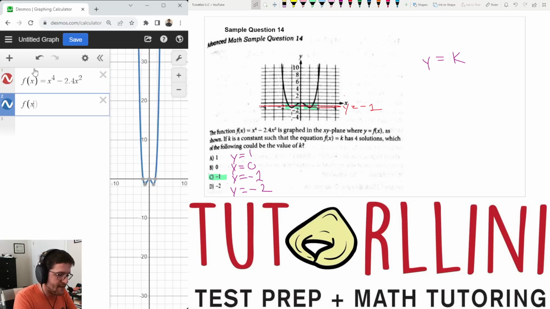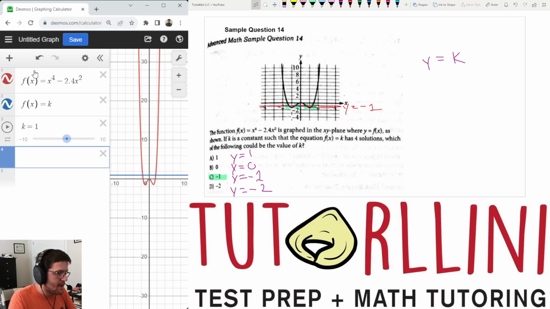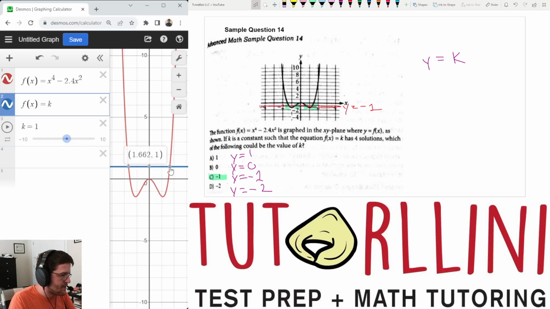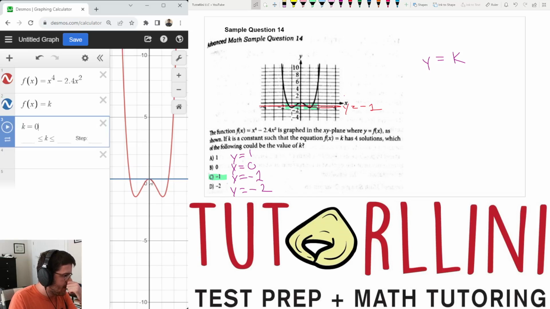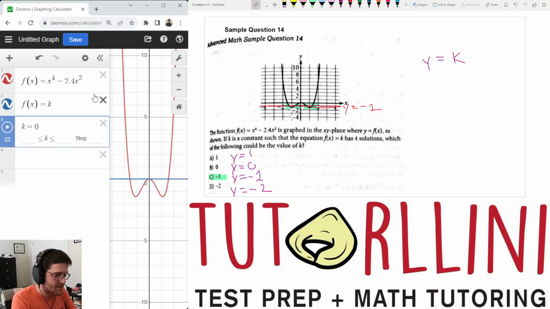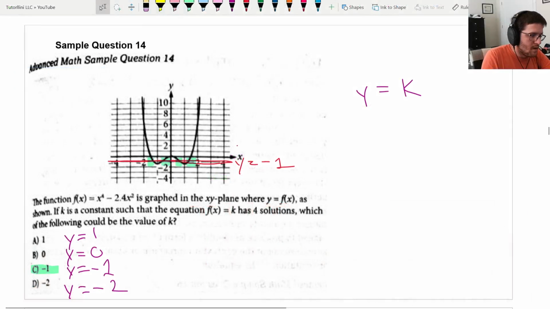Okay, now I'm going to write f of x equals k. And, okay, k is 1. Okay, so it only touches it twice, there and there. Let's try k is 0. Seems like it touches it 3 times, there, and there. Let's try -1. Ooh, 1, 2, 3, 4. Okay, that looks good. Probably my answer. Let's try -2. Doesn't touch it at all. So, yeah, definitely Desmos is helpful for that question. All right, let's go back.